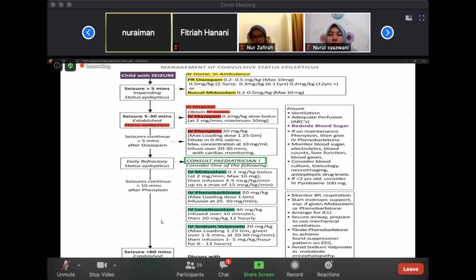If it is more than 60 minutes, it is established that the child has refractory status epilepticus, and discuss with specialists about the further management that you can do. Don't forget also to maintain adequate ventilation, perfusion, check blood sugar, and monitor for side effects of the medication given to the patient. Monitor BP, respiration, and all the other supportive management.